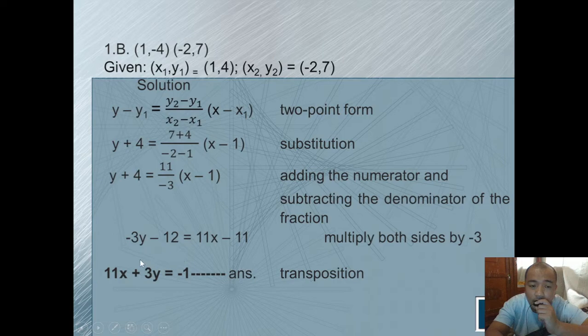And then by transposition, transpose negative 3y here, becomes 11x plus 3y. Negative 12, transpose negative 11 to the left side, becomes negative 12 plus 11, which is negative 1. So this is now the equation of the line which passes through the points (1, negative 4) and (negative 2, 7): 11x plus 3y equals negative 1 in ax plus by equals c form.